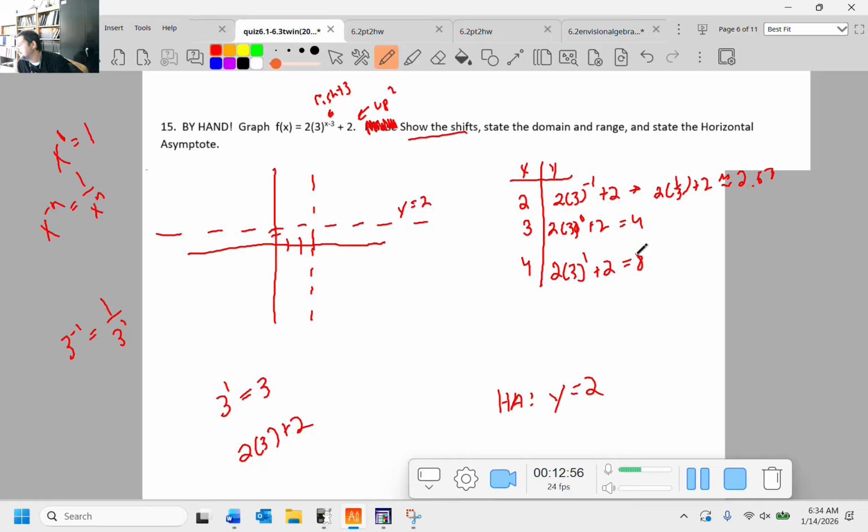We got 2 and then 2.67. We got 3 and 4. And then we got 4 and 8. 5, 6, 7, 8. Of course, you'll have a grid you can use. Remember, you flatline near the asymptote, and then this is a growth function. And it looks a little something like that.